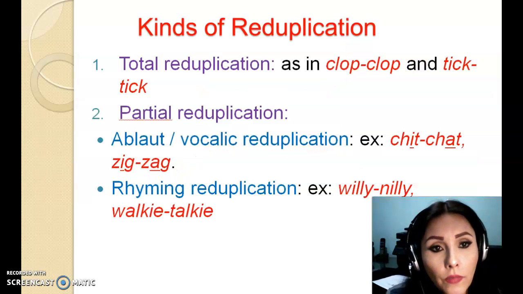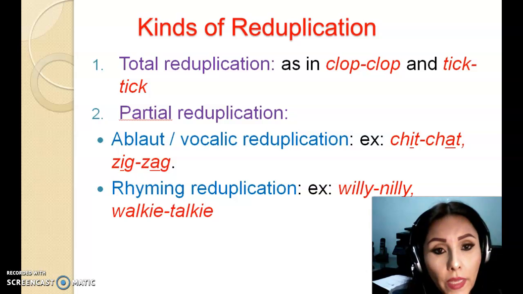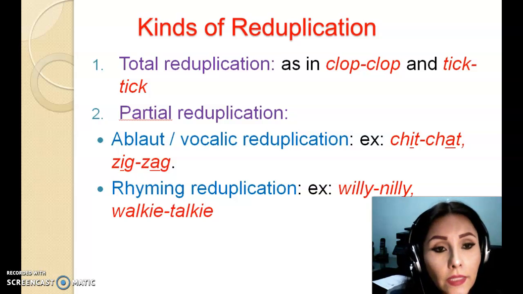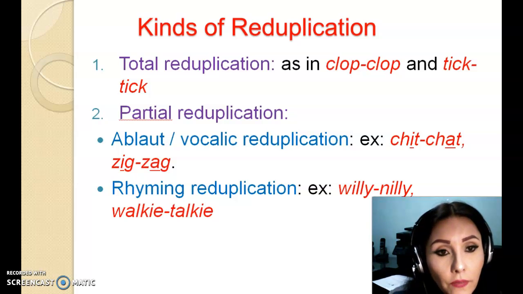Okay, kinds of reduplication. We have two types. Here we're going to name two types of reduplication, and later we are going to explain each type in depth. Total reduplication, as in clap clap and tick tick. As you can see, the first and the second part in this reduplication is exactly the same.